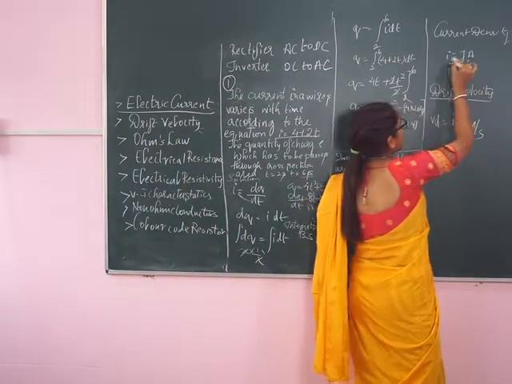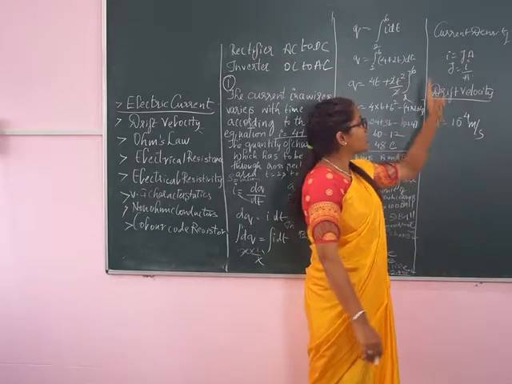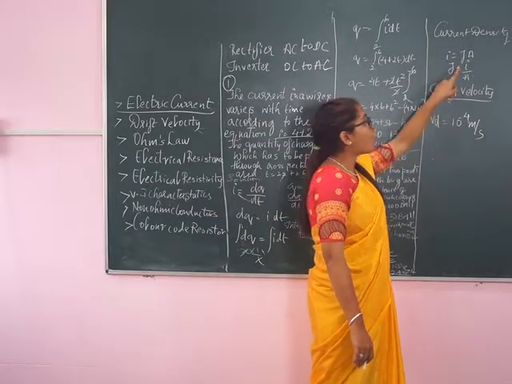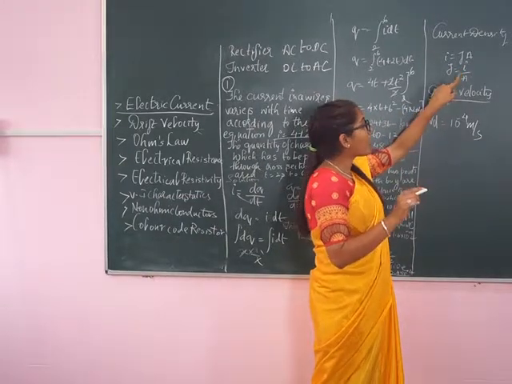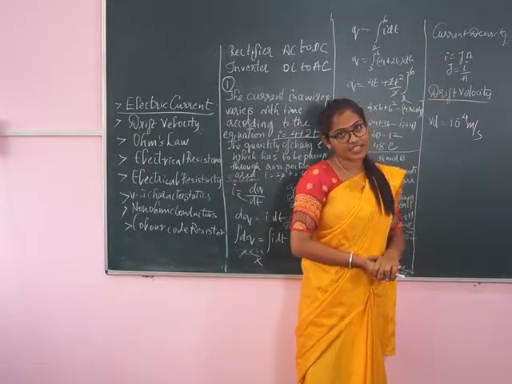Here, I is equal to J into A. So J is your current density. J represents the current density. How much current is flowing in the cross-sectional area is said to be the current density.